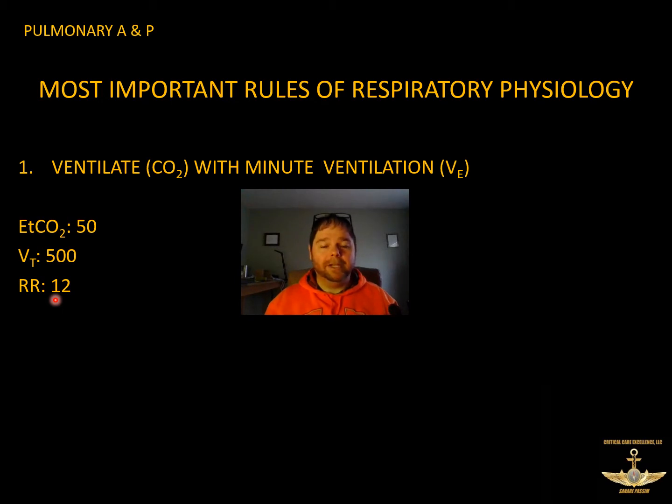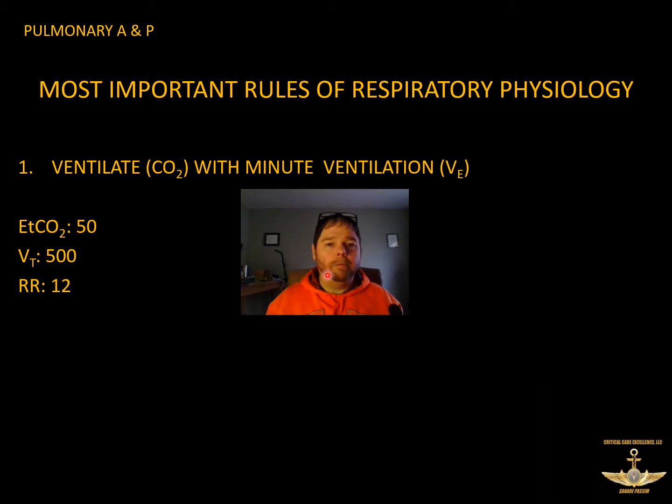Normal minute ventilation is somewhere between 4 and 8 liters a minute, or 100 milliliters per kilogram per minute of ideal body weight. Either one of those will get you there, but that's pretty ballpark. So this is a normal minute ventilation, but it's not enough for this patient. They've retained some CO2 for whatever reason, so we need to get rid of that.